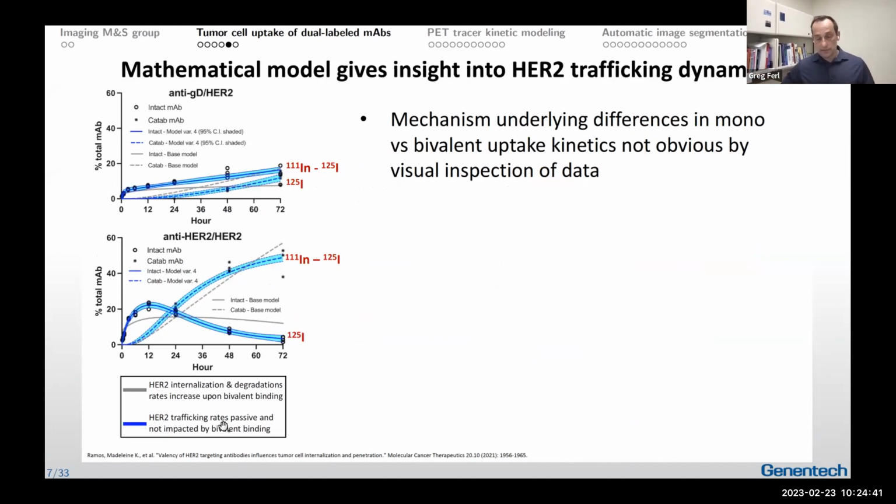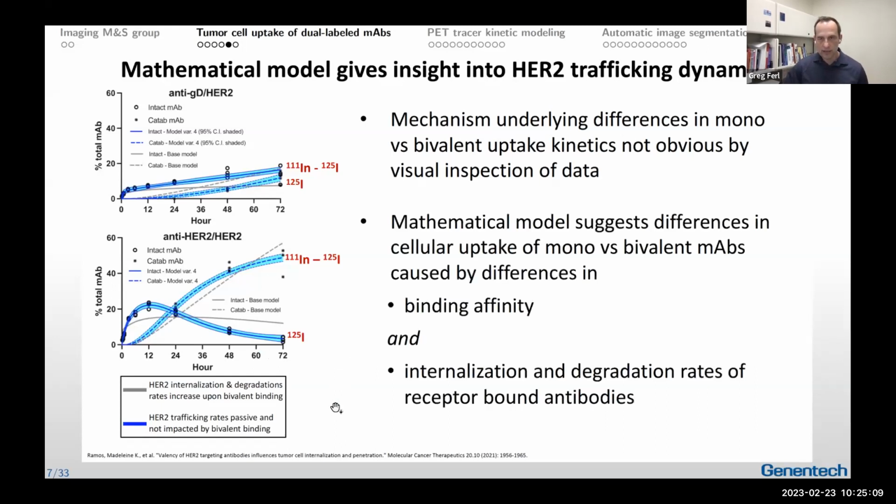The model was fitted, importantly, simultaneously to all the data that you see here. And the model fits are shown in blue. And the base model fits, which assume that bivalent binding of HER2 has no impact on cell trafficking kinetics, is in gray. And so the base model cannot describe the data satisfactorily. You have to invoke some additional mechanism, such as increased internalization of HER2, which captures the data quite well, as shown in the blue slides.